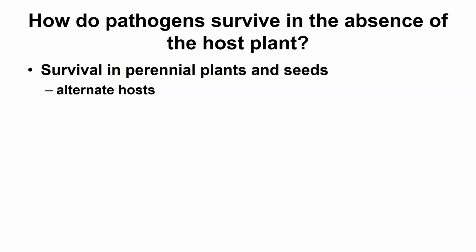Another strategy is survival in perennial plants and seeds. One of the concepts we talk about is alternate hosts. Theoretically, you have the host which you're trying to grow. You also have another host that may not be what you're trying to grow, but also serves the pathogen. This is very common in rust fungi, because with the rust fungi, we have these different stages.